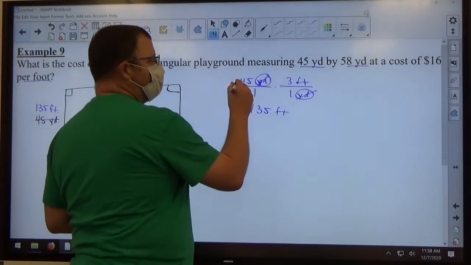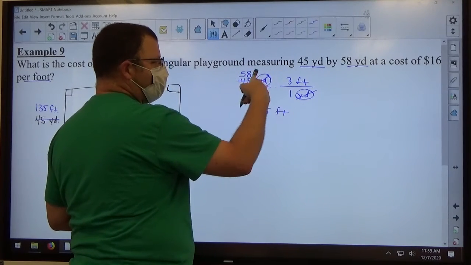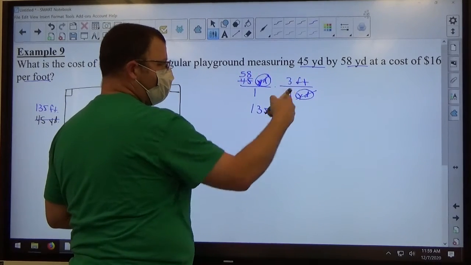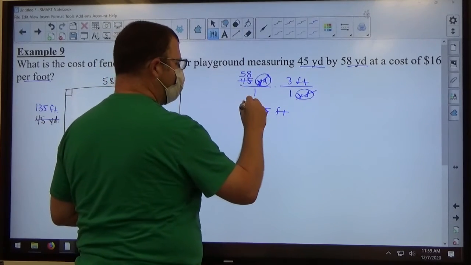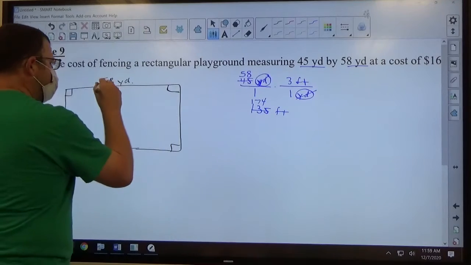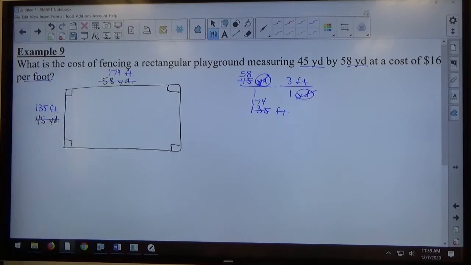Same process for 58. So if this said 58 instead of 45, it's the same idea. It's yards, 3 feet over 1 yard. So 58 times 3 is 174. So that's the first thing I would do. Again, just seeing that mismatch in the dimensions, I would change my dimensions to the unit that the cost is being established in.